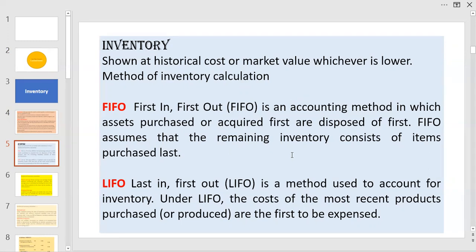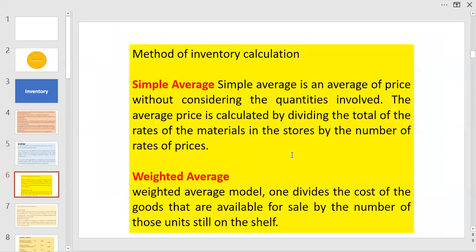Next method is LIFO or last in first out, where sales are from the latest purchases, stock is from the earliest purchases. Simple average method, different prices are totaled and average is calculated. With that, the quantities are multiplied for the stock valuation. Weighted average method, where total cost of the purchases will be divided by the remaining quantities, and this process will be repeated after every purchase.